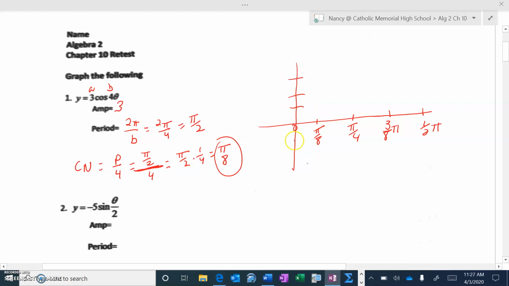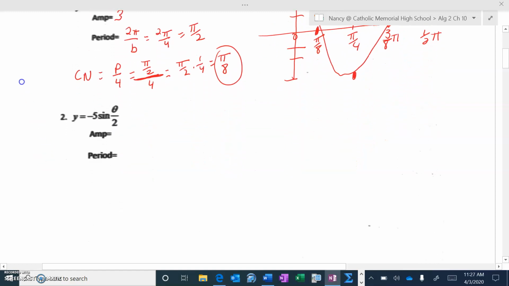So we have a cos graph amp 3. Cos always starts at its amp, then it goes to the axis, then it goes down, then it goes to the axis, and then it goes up. And there's your cos graph amp 3, period pi over 2.